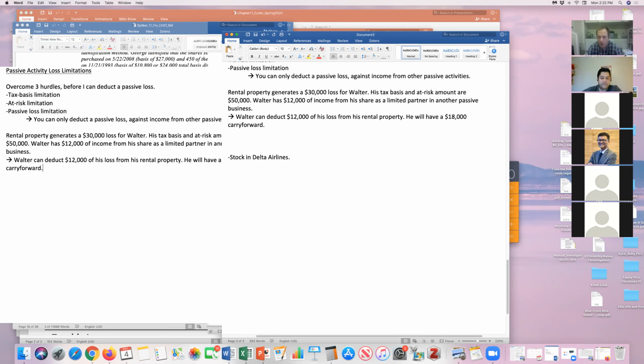But I still want to hold it. Let's say my basis is $100, and the current price is, let's suppose, $18. I would be tempted to sell it and deduct the loss this year, and then buy back the shares so I could still hold on to them. The wash sale rules say you can't do that. That's the main idea.